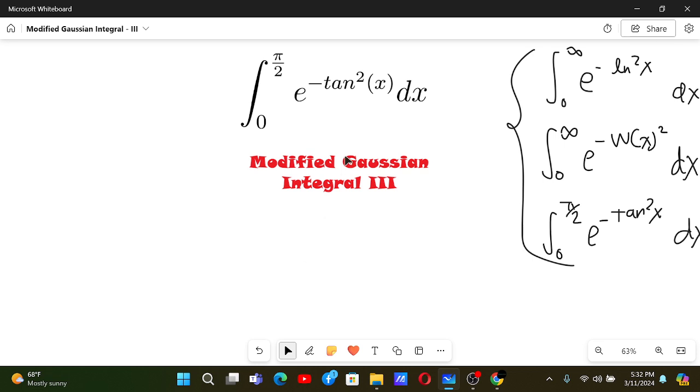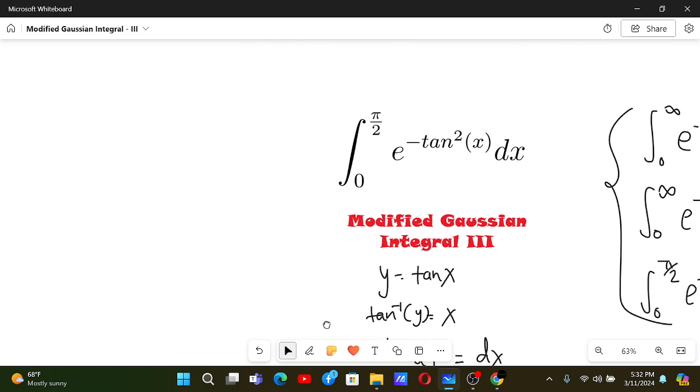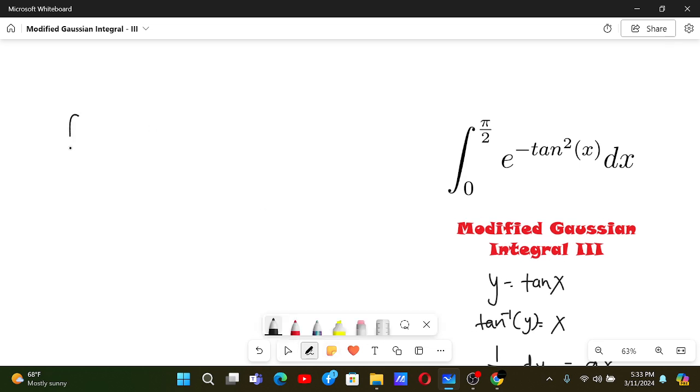Now let's get on to how we solve this integral. If we make the substitution y equals tan x, this is going to make things simpler, because then we have tan inverse y equals x, and 1 by 1 plus y squared dy equals dx. So we can write this as the integral from 0 to infinity of e to the power minus y square, and then dx is 1 by 1 plus y square times dy.